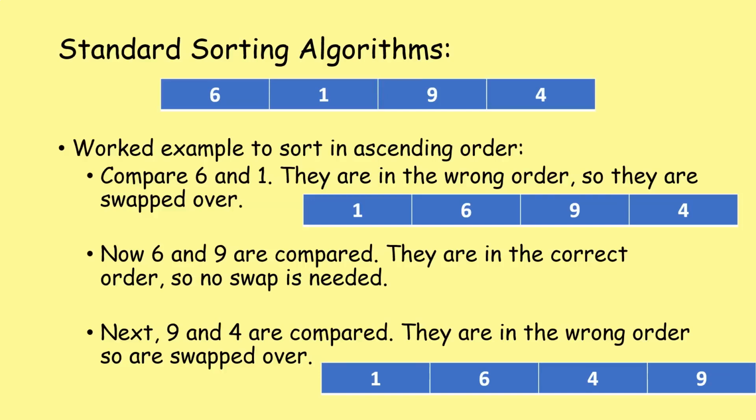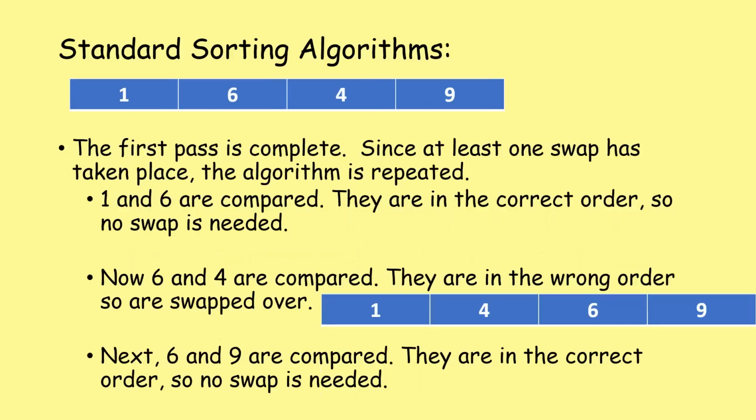If you're writing this out in a test, make sure you draw some arrows, show what numbers you're swapping, show the lines as you go through it, make it clear you know what you're doing so you get all the marks. So now we've completed the first pass. Since at least one swap has taken place, we need to repeat the algorithm.